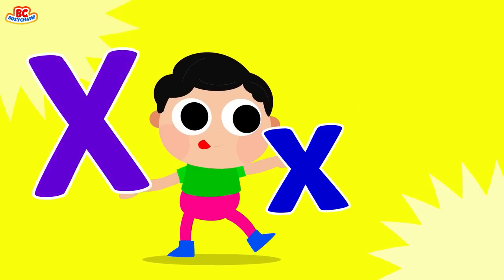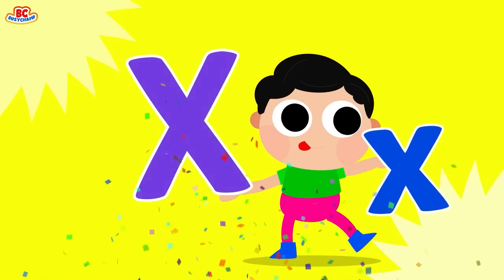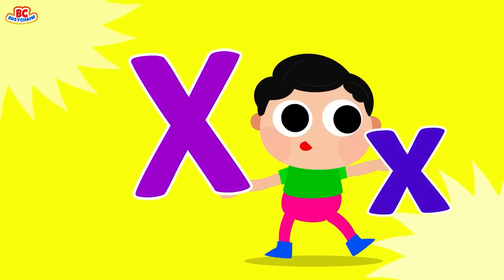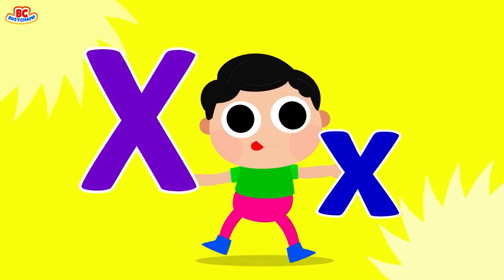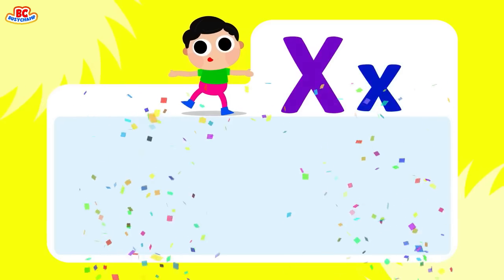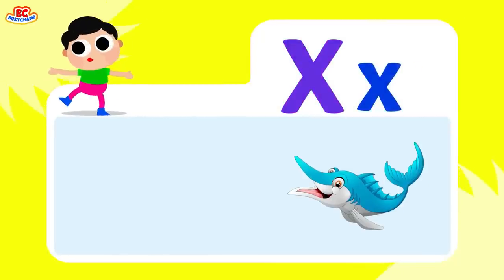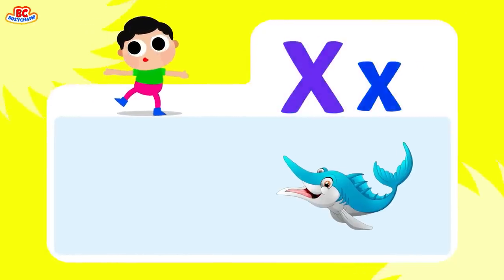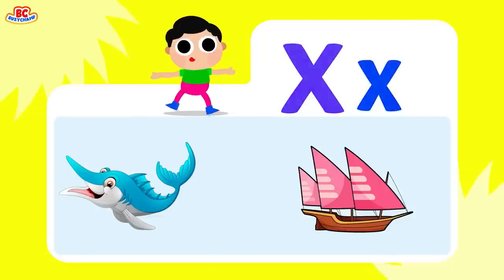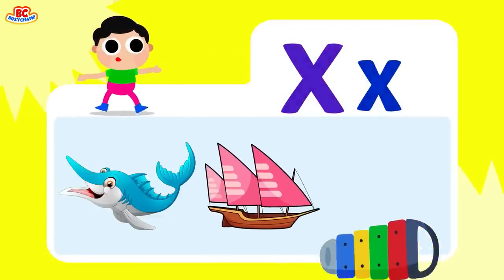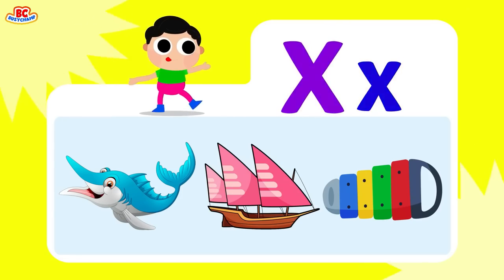Which alphabet can you see in my hands? I have the letter X in my right hand and it sounds X in my left hand. And there are so many words that begin with letter X. X called Xephius. X, X, Xephius. X called Xebec. X, X, Xebec. X called xylophone. X, X, xylophone.